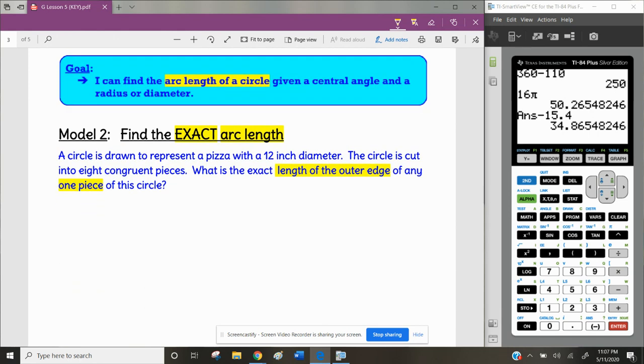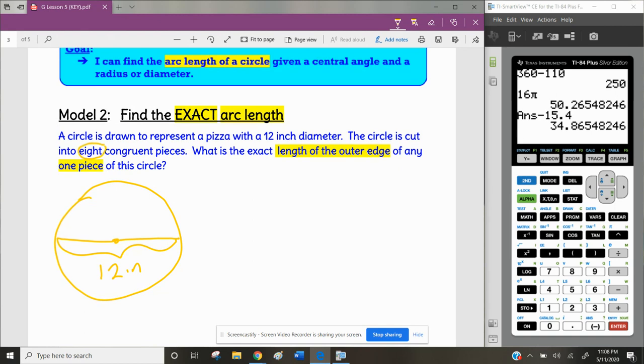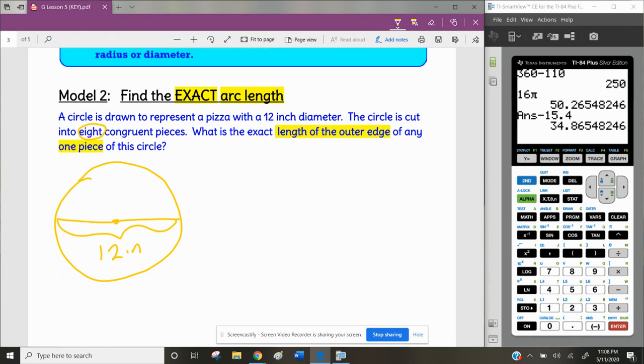Lastly here, we're going to cover the exact arc length. A circle is drawn to represent a pizza with a 12-inch diameter. Passing through the center, this is a diameter of 12 inches. The circle is cut into 8 congruent pieces. What is the exact length of the outer edge of one piece?